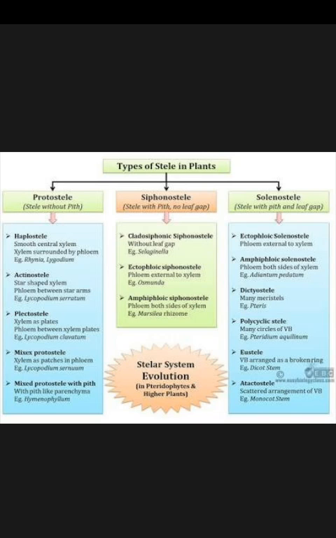These two are not in your pteridophytes. These are in higher plants, like eustele where vascular bundles are arranged in a broken ring, for example the dicot stem. Or atactostele, a scattered arrangement of vascular bundles, example is the monocot stem. So students, in this way we have seen different classes of steles in pteridophytes, how they have evolved, which one is most primitive, which one is most advanced, and why they are so.